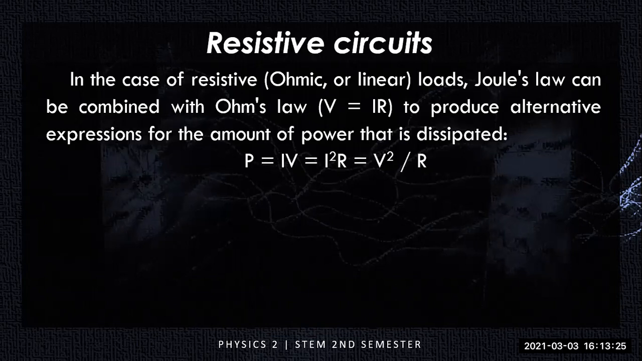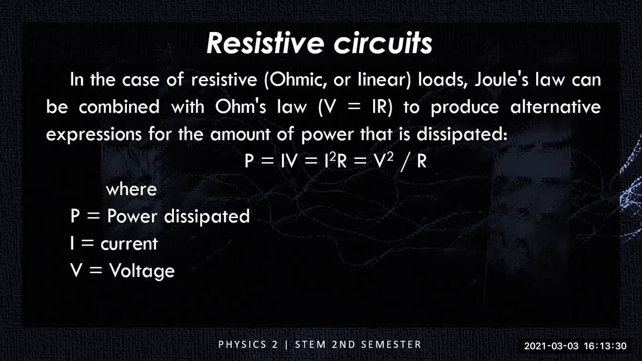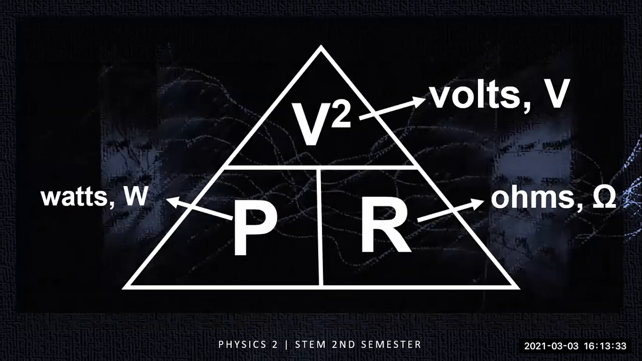So we have here resistive circuits. We just use the formula for Joule's law. P is power dissipated, I is current, V is voltage, R is electrical resistance. We can use these three triangle formulas to find for the unknown quantities. For example, if we were to find for voltage given power and resistance, we can multiply power times resistance. If we need to find for resistance given the voltage and the power, you just need to use voltage squared all over P.